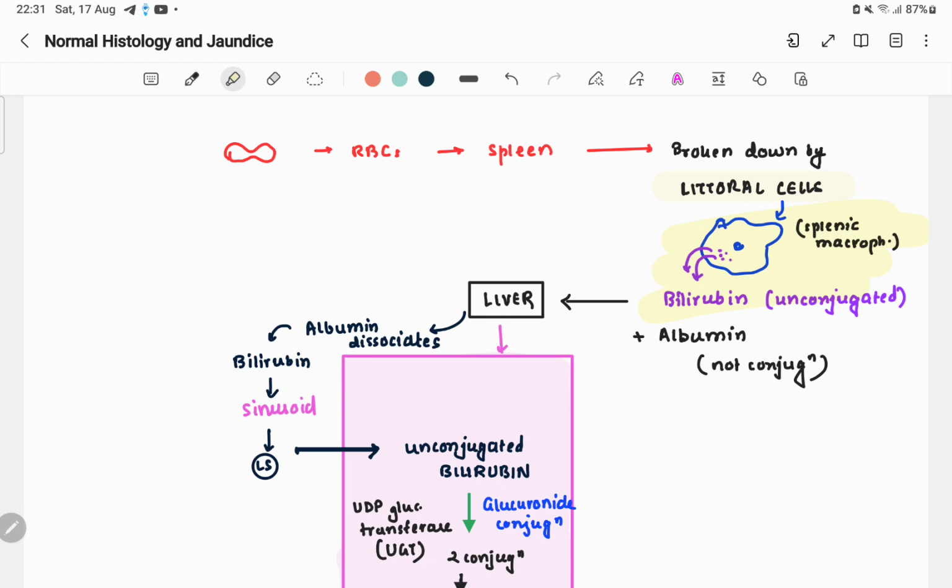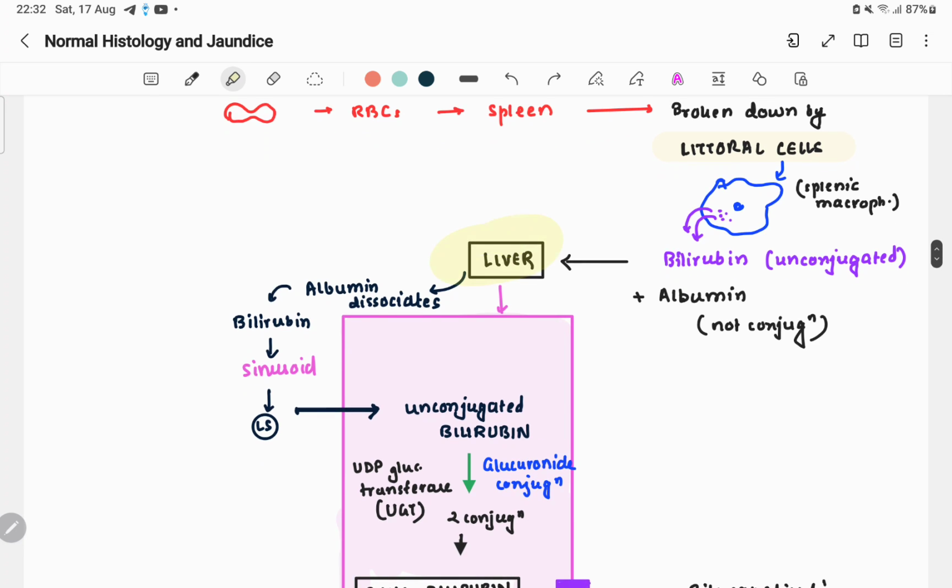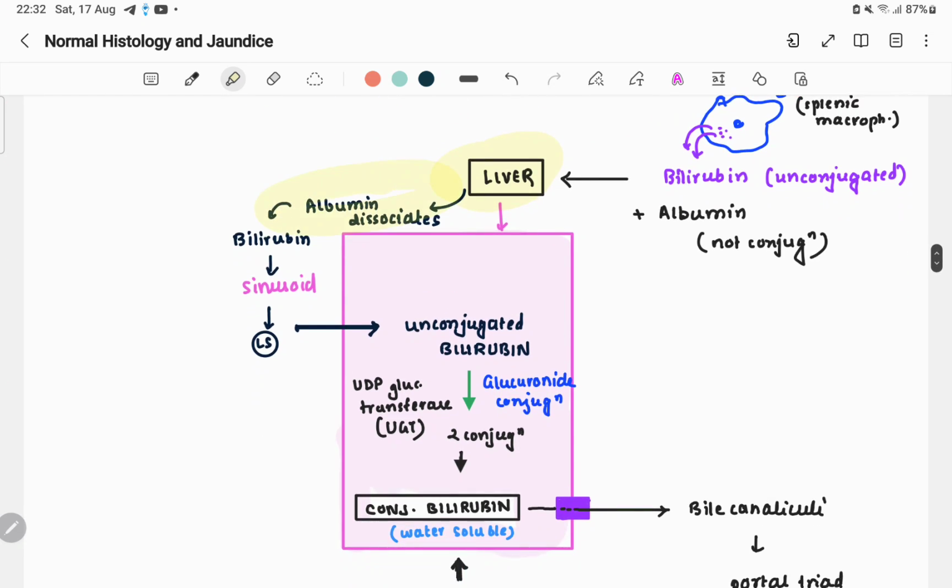So splenic macrophages break down RBCs, due to which there is a release of unconjugated bilirubin, and this bilirubin combines with albumin. This process is not called conjugation. When unconjugated bilirubin binds with albumin, it is not conjugation. Albumin is basically a carrier which takes the bilirubin to the liver. Understood? And in the liver, the albumin dissociates.